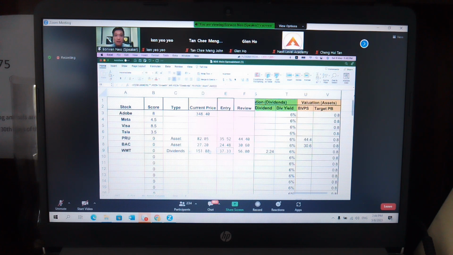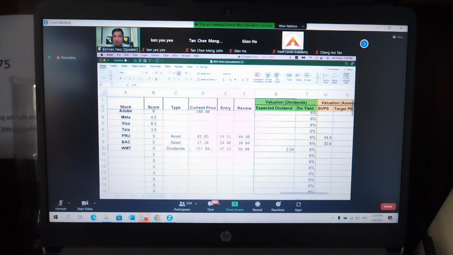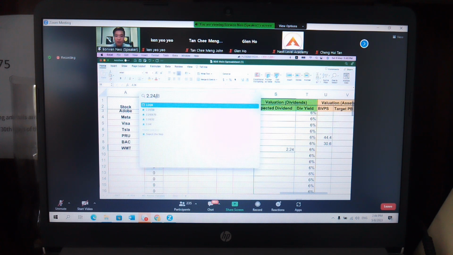Basically very simple. You take the dividend per share divided by the current price. For example, 2.24 divided by 151.88. That is where I get the dividend yield of 1.4% because I get 0.014.